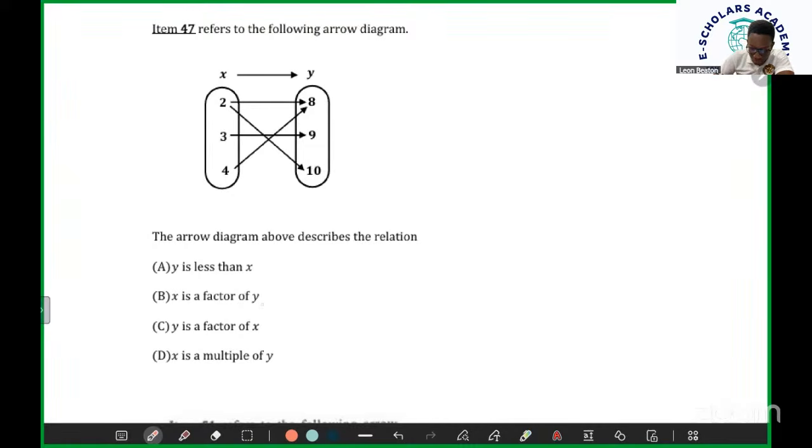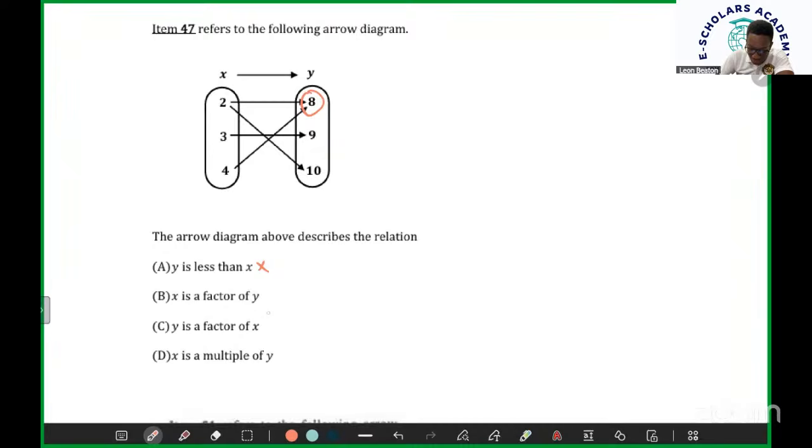X is a factor of Y. Let's see, 2 is a factor of 8. That is true. 2 is also a factor of 10. What about X is less than Y? The thing is, 8 is indeed less than... 2 and 4, but 8 is also less than 3, and 3 is not going to 8. So we can't use that one. That is why this one can't work.